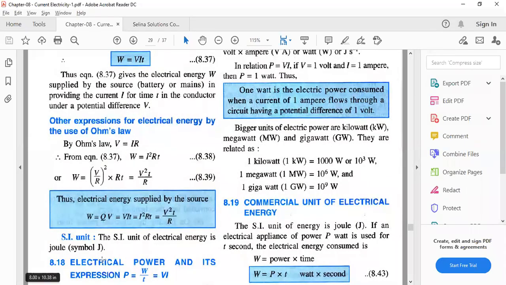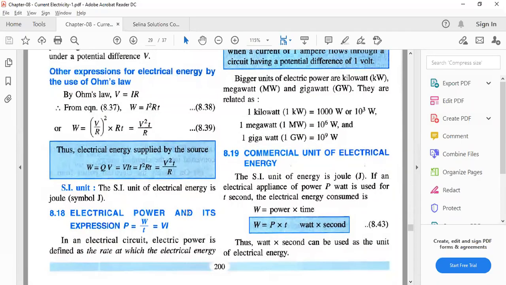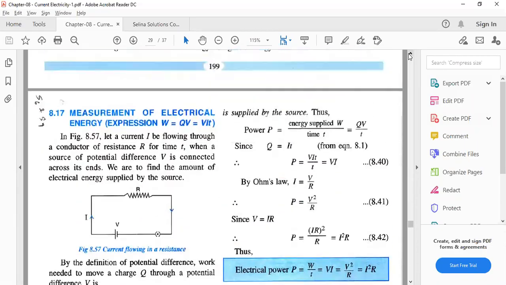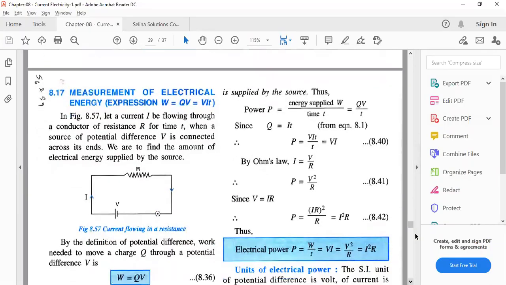Okay. Now, what will be the SI unit of electrical energy? Joule. All energies are Joule only. Work done भी Joule है. Now, let's understand the power. ये हमने already पढ़ा हुआ है. So, electric power and its expression. What is power? W upon T. Rate at which the electrical energy is supplied by the source. Fine.